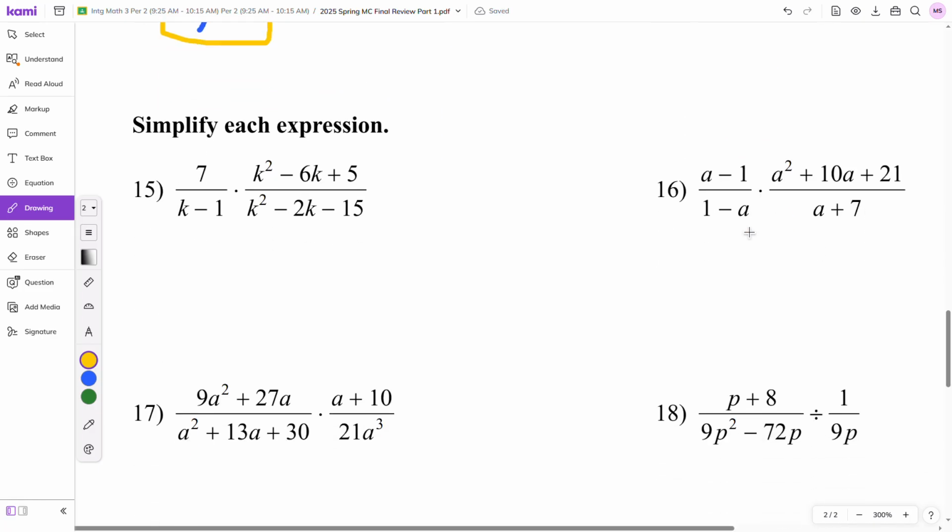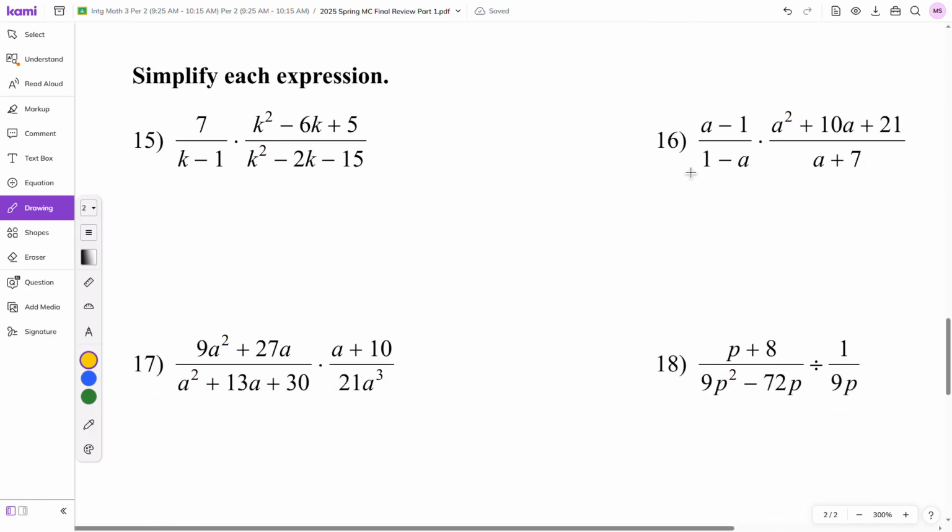Number 15. Simplify each expression. As always, please pause the video and try it yourself, and we'll be right back with the explanation. And we're back. Ready? All right, here we go. So factor the numerator.